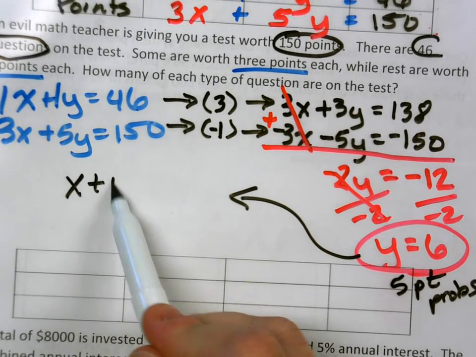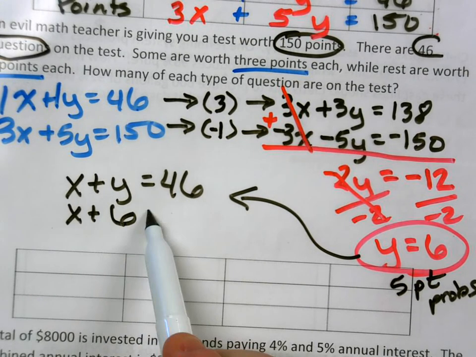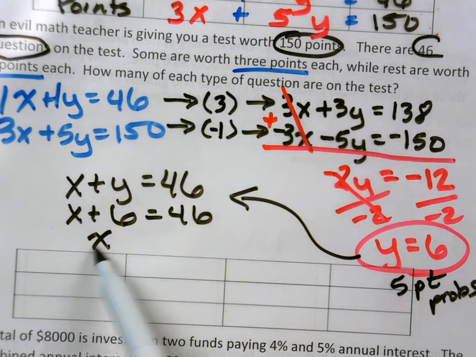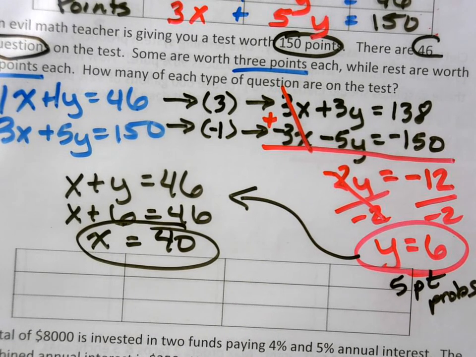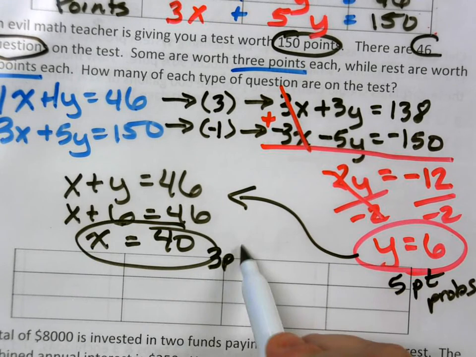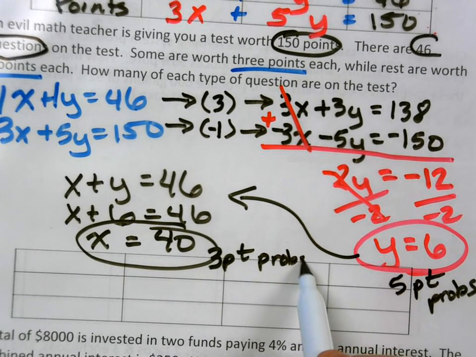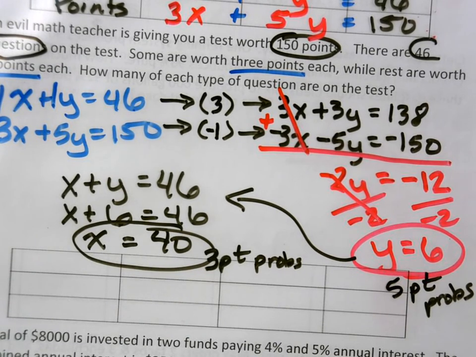So x plus y equals 46. If my y is 6, then how many does that leave to be x? 40. And there's 40 what type of problems? 40 word problems, no, 3-point problems. So 40 3-point problems. So that's how that problem gets done.